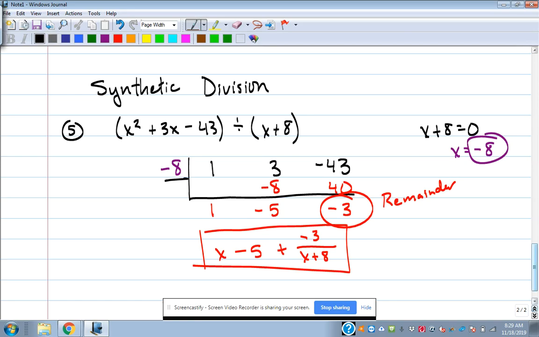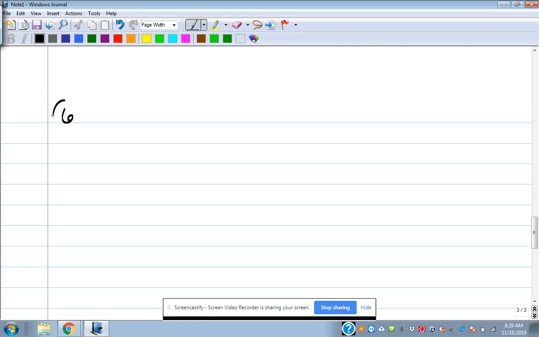All right. So let's do another quadratic one, and then we'll get into a cubic one. Caleb asked about a cubic one. So let's do a quadratic one here.